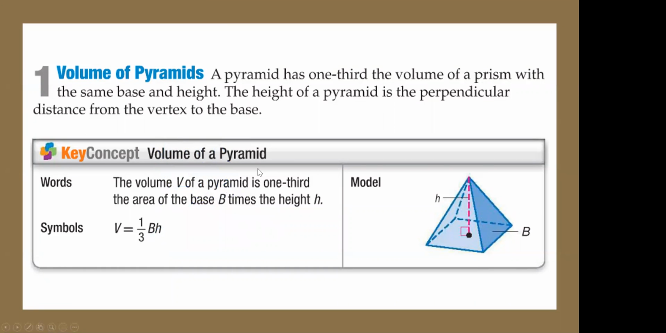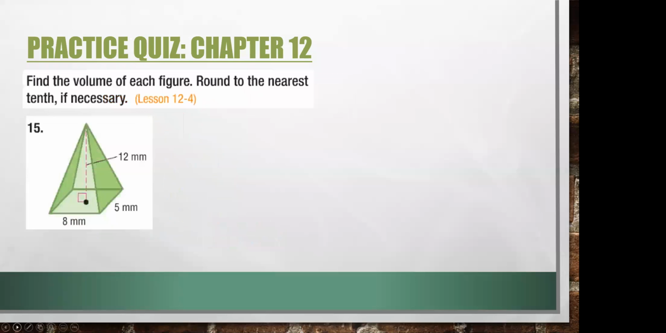All right, so then we have a volume of a pyramid, okay? So the volume of a pyramid is 1/3 the area of the base times the height of the prism, okay? All right, so here we have a pyramid.